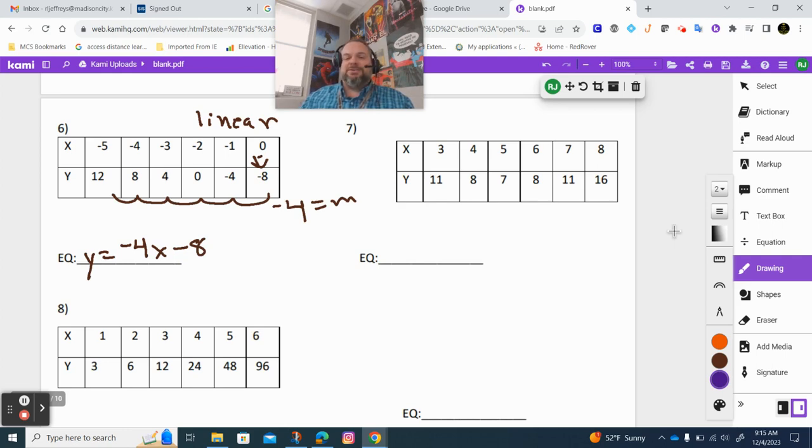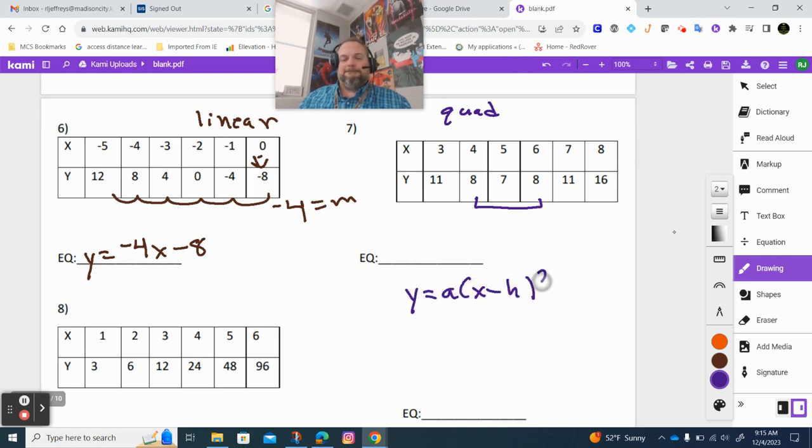All right, number 7, let's look at the y values. Do they start repeating? Yes, they start repeating here. That means this is a quadratic. Remember, our quadratic formula looks like this. In the middle where they start repeating, this is our H, this is our K. So we can go ahead and plug that in.